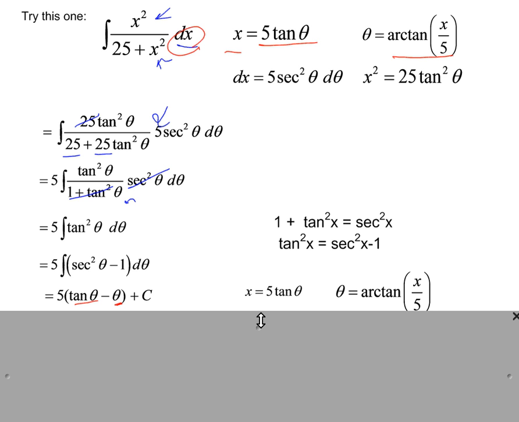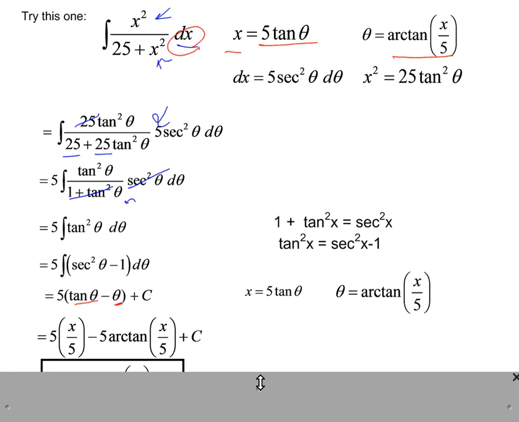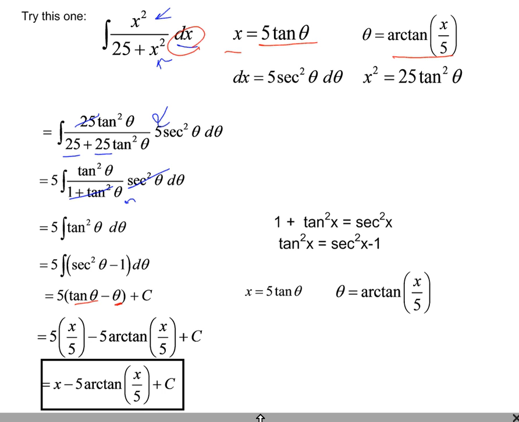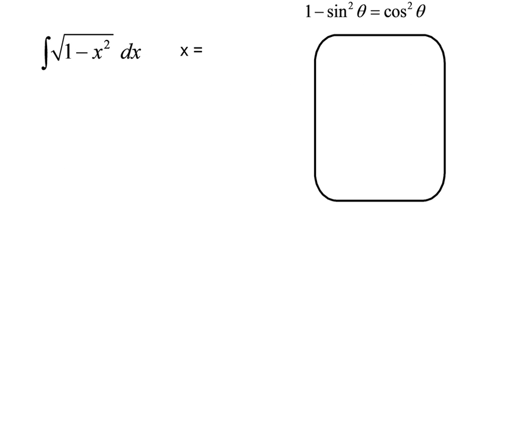So let's plug those back in, and we get to our answer. Simplify it out: x minus 5 arctan of x over 5 plus C. Not an easy problem, but definitely very doable. Let's try another one. It seemingly looks like a simple problem, but it actually involves a lot of different things and it's fairly complex.